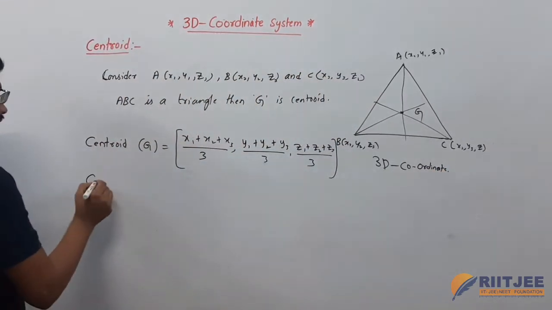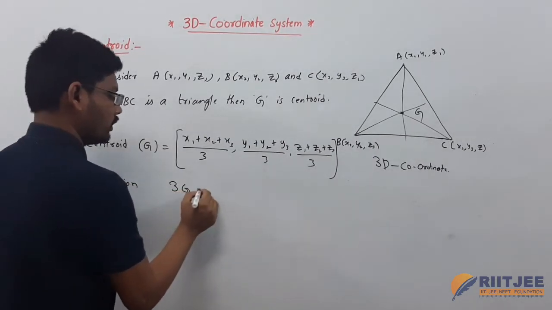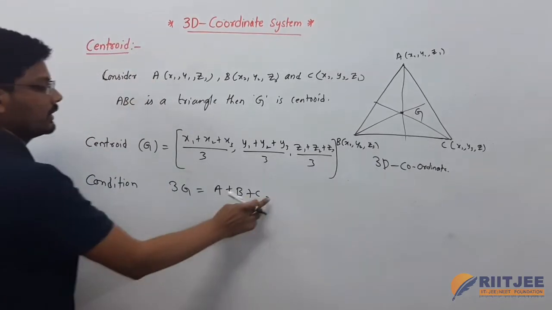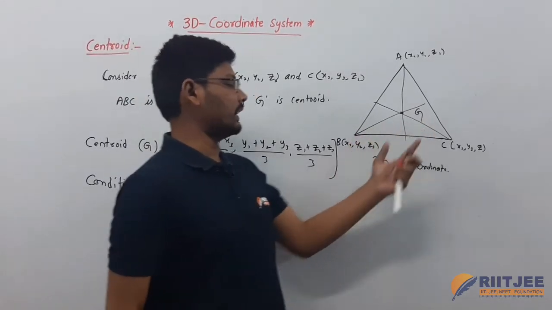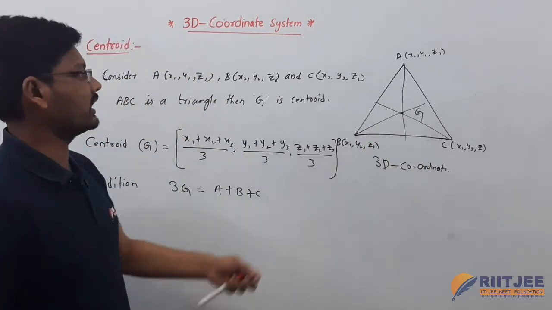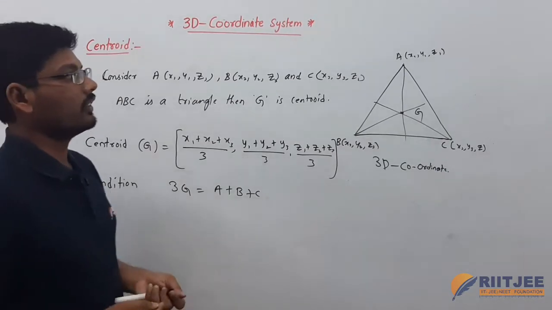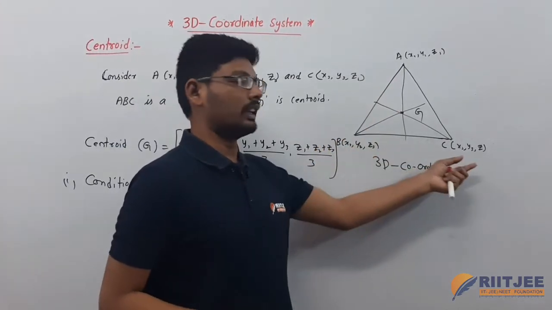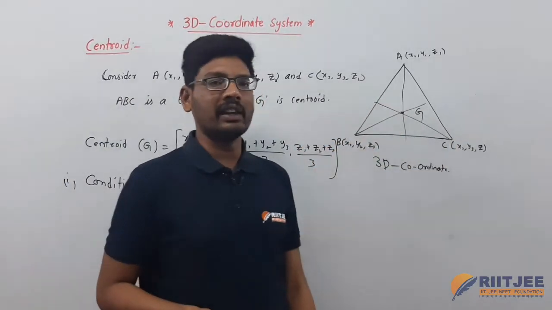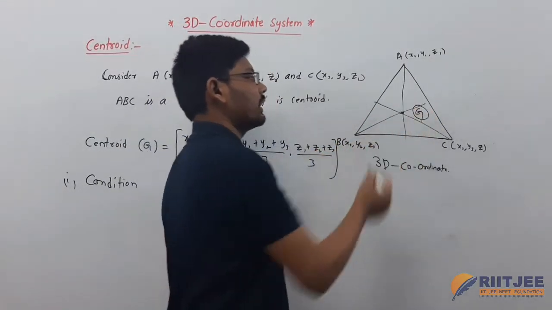Otherwise, we have a condition here. The condition is 3G is equal to the sum of A plus B plus C. This is all about the condition for the centroid here. First of all, we are taking 3 points A, B, C, and from these 3 points we are framing a triangle. The triangle has a centroid, denoted by capital G.